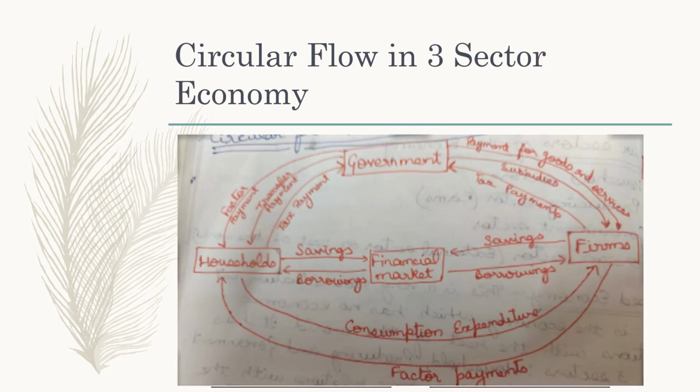Now here we have the diagram of circular flow in three sector economy. Three sector economy consists of households, government, and firms. Now between households and firms you can see government has come. So government basically charges the money, and that money is called tax, right? So tax is moving from firms and households to the government because that is the basic earning.